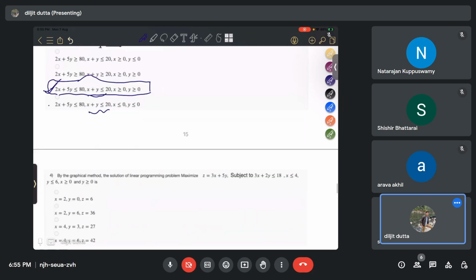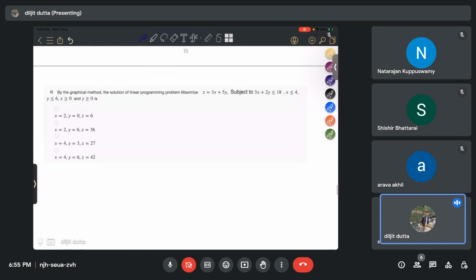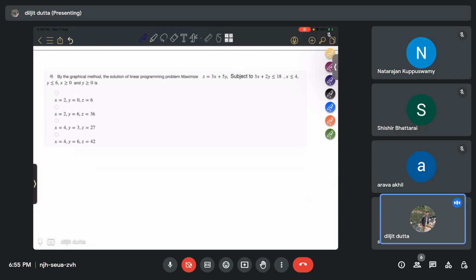Okay. Next, we have to solve this equation by the graphical method.